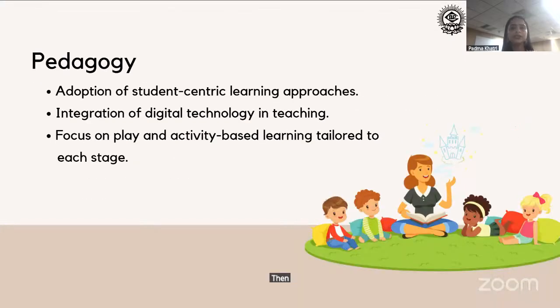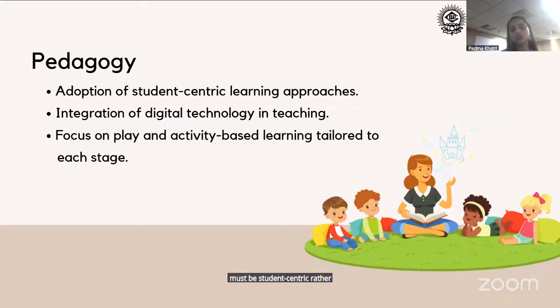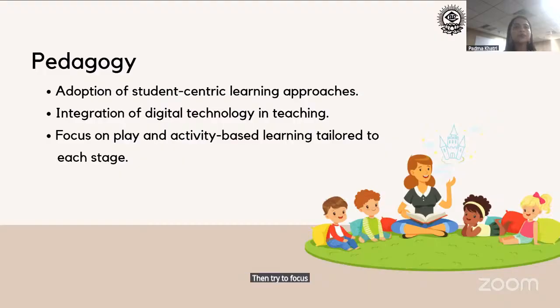Then we are going to discuss the different pedagogies, where we focus on the point that all the pedagogies that teachers, facilitators, and educators use in their classrooms must be student-centric rather than teacher-centric. You must use pedagogies that grab the attention of the learners, right? Integrating digital technology in teaching is one of the required pedagogies at the present time. Then try to focus as much as possible on play and activity-based learning.